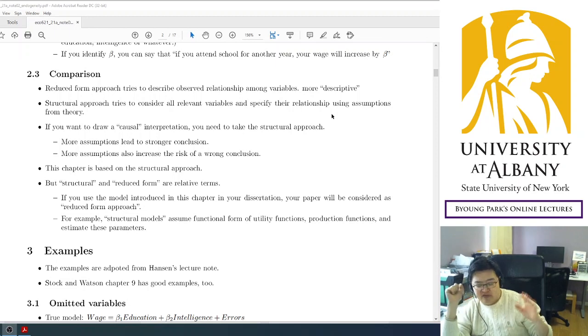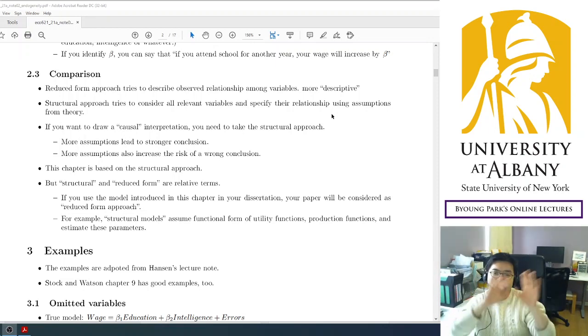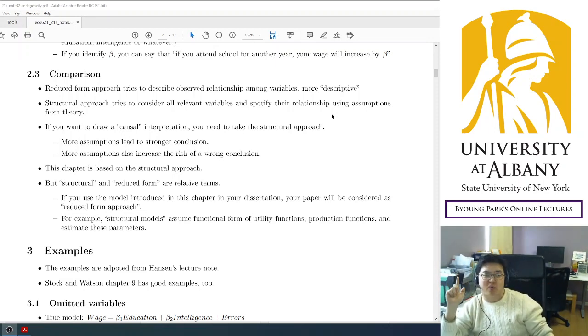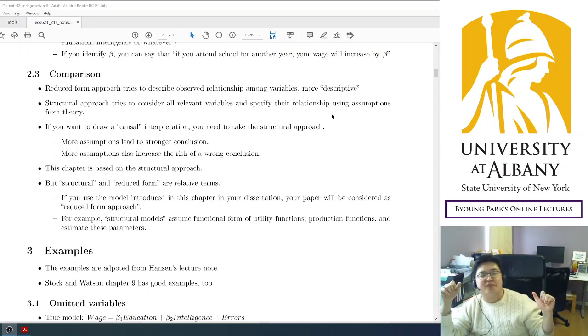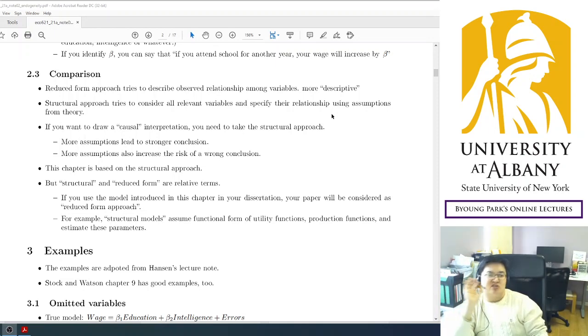So, in sum, the reduced form approach is a more descriptive approach. I don't know what's beneath it, I will just describe the pattern. That is the reduced form approach. And the structural approach is more like literally structural. It is more willing to make assumptions, more specific assumptions on their relationship, and specify the meanings of each variable and each relationship.